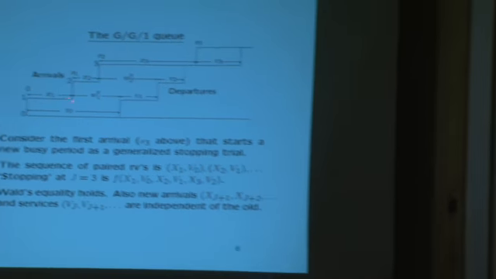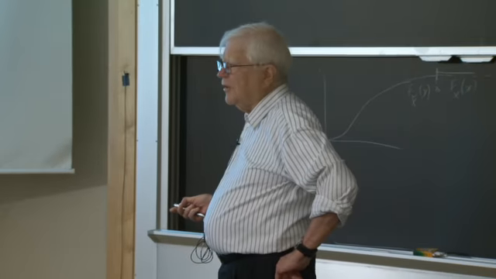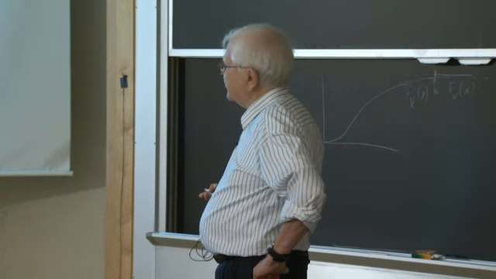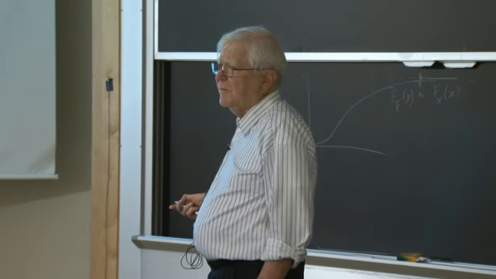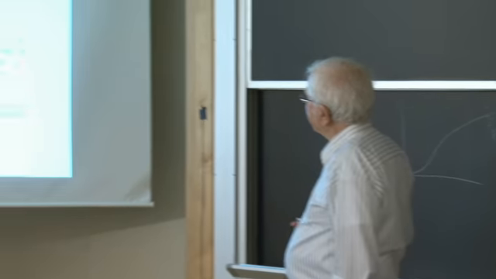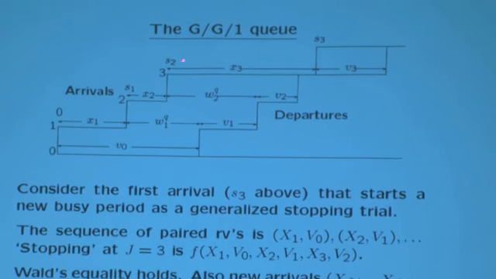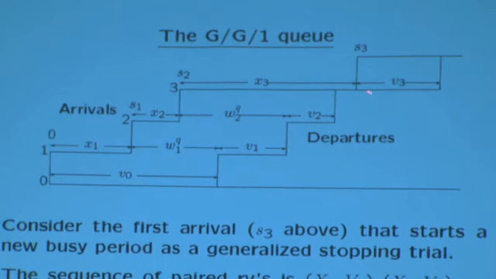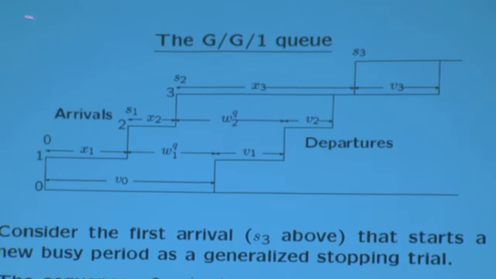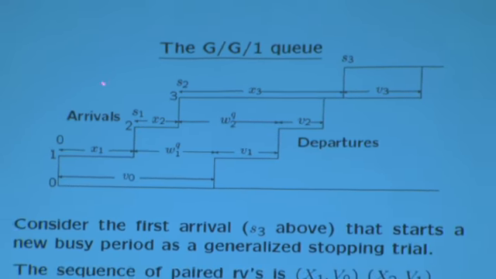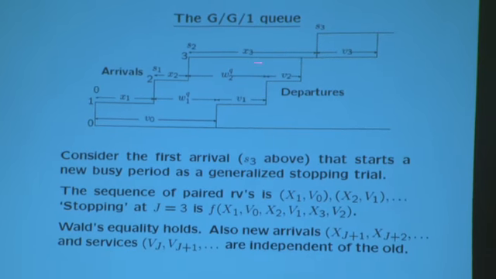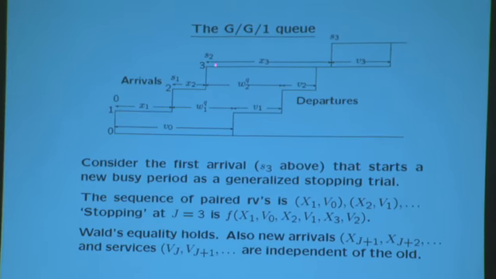Well, is it a stopping trial? It certainly isn't a stopping trial for the x's, because at this time, when this last departure has left, you have no idea how long this new inter-arrival period that's going on here is going to be. That has some arbitrary distribution. All we know at this point is that it's longer than this.